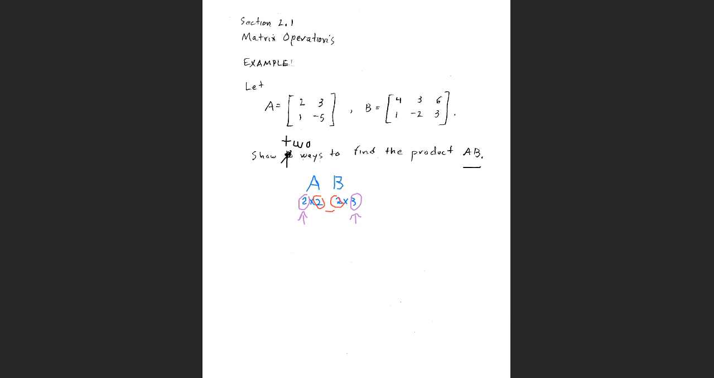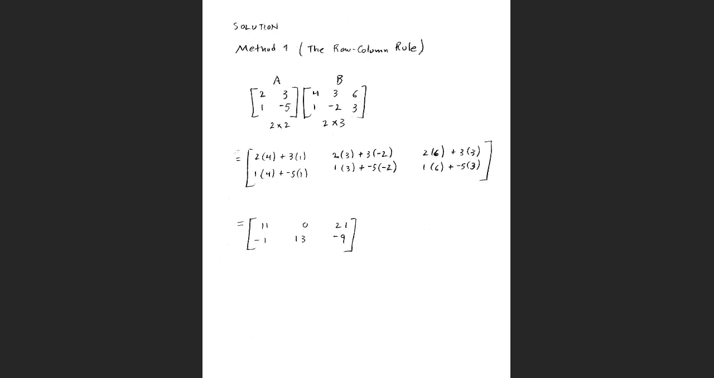Okay, then let's get to our solution here. We want to show two ways to find this product, A times B. The first way is actually listed second in the textbook, but it's the row column rule. And this is the one that certainly many of you have seen. What you do is, well, let me give you a moment to copy this down, and then we can talk about that.